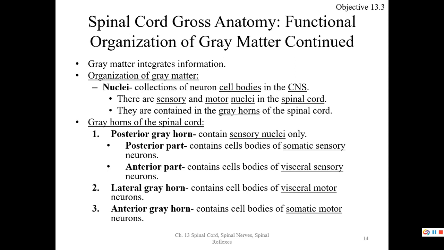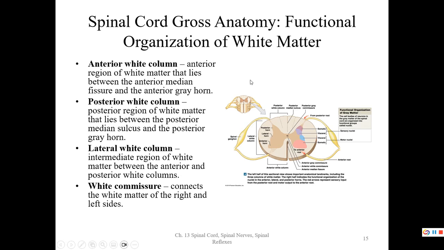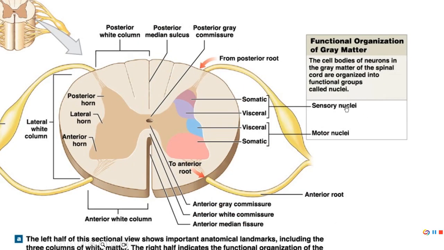Lateral and anterior gray horn have motor nuclei. Lateral contains visceral motor. Another word for this is autonomic. That's why it is found only in the thoracic and lumbar region. The anterior gray horn is called somatic motor. Okay, right here you can see that. Sensory: somatic, visceral; visceral, somatic: motor.